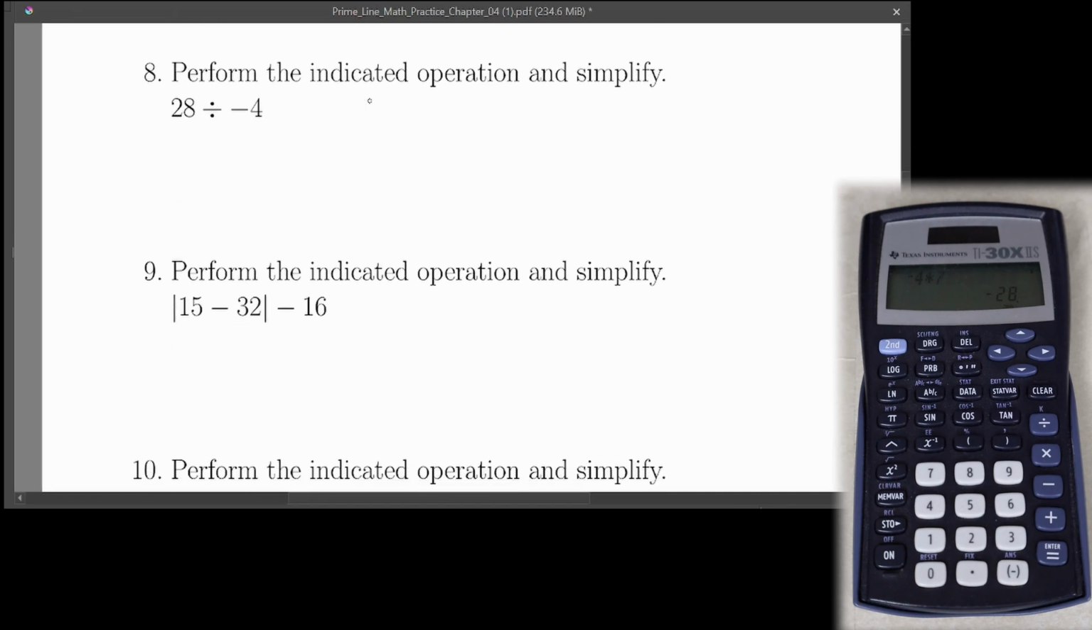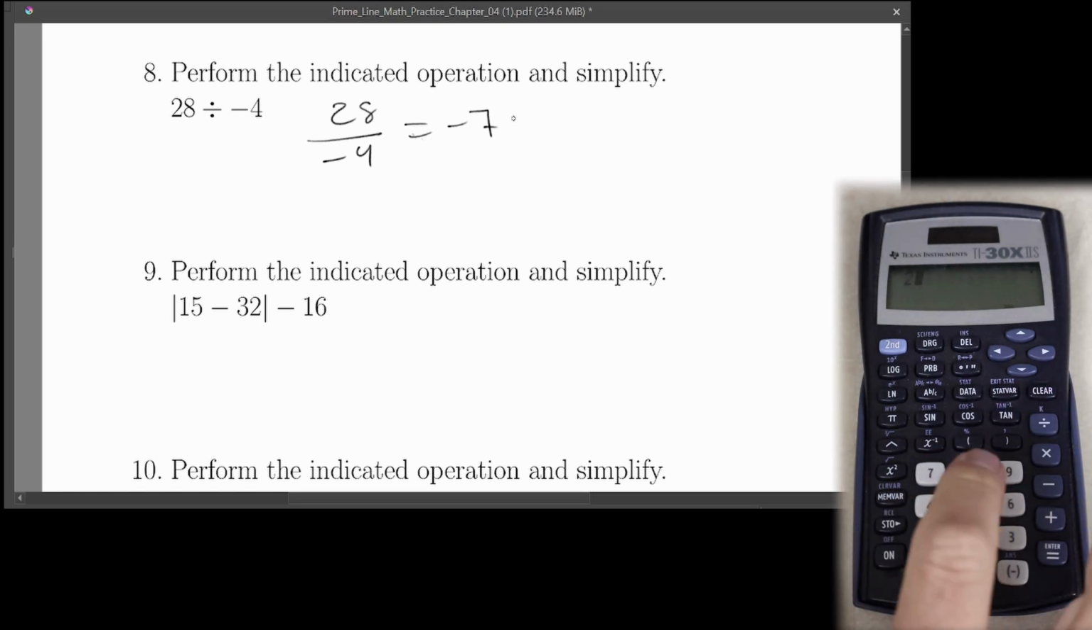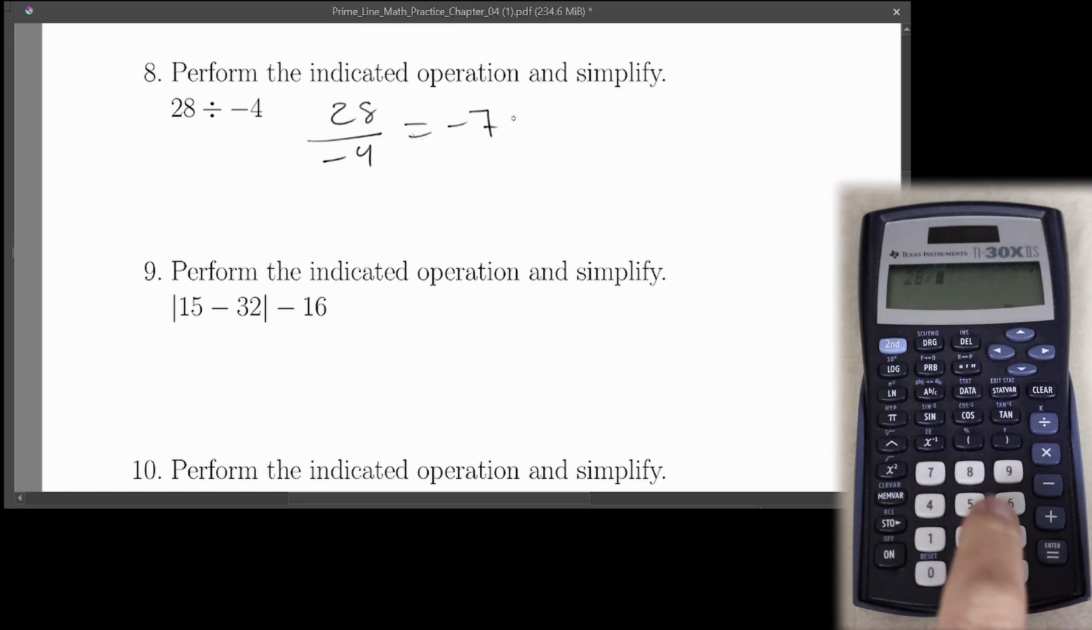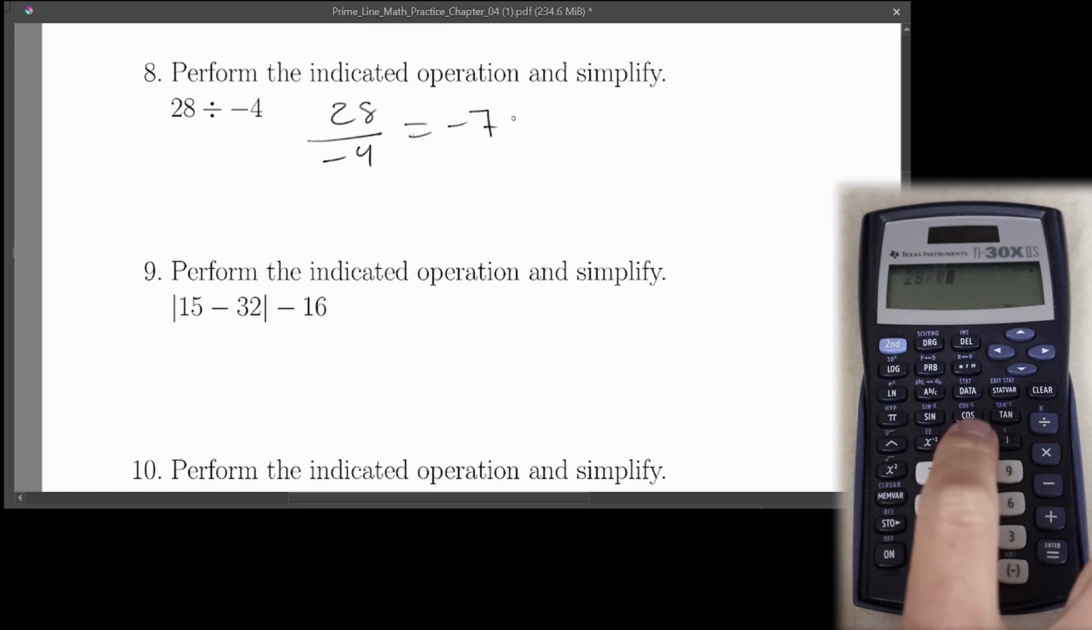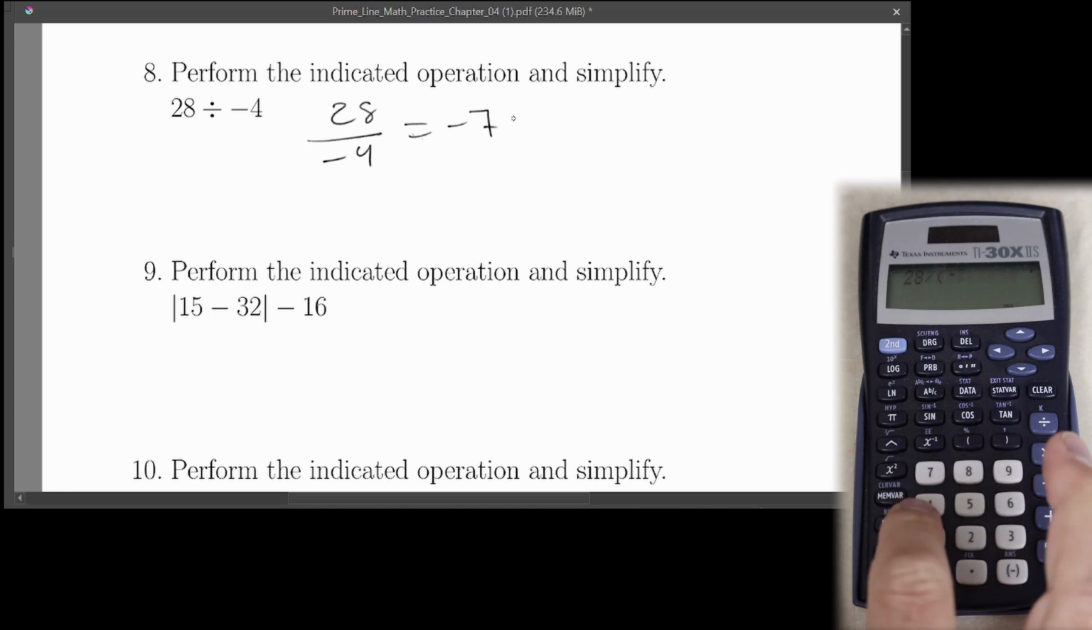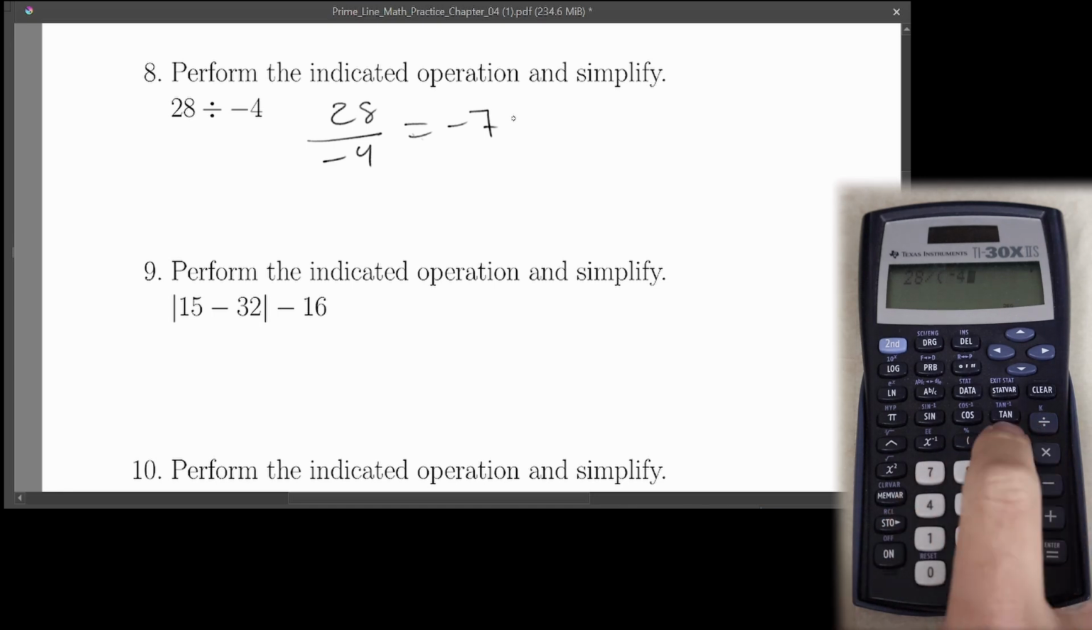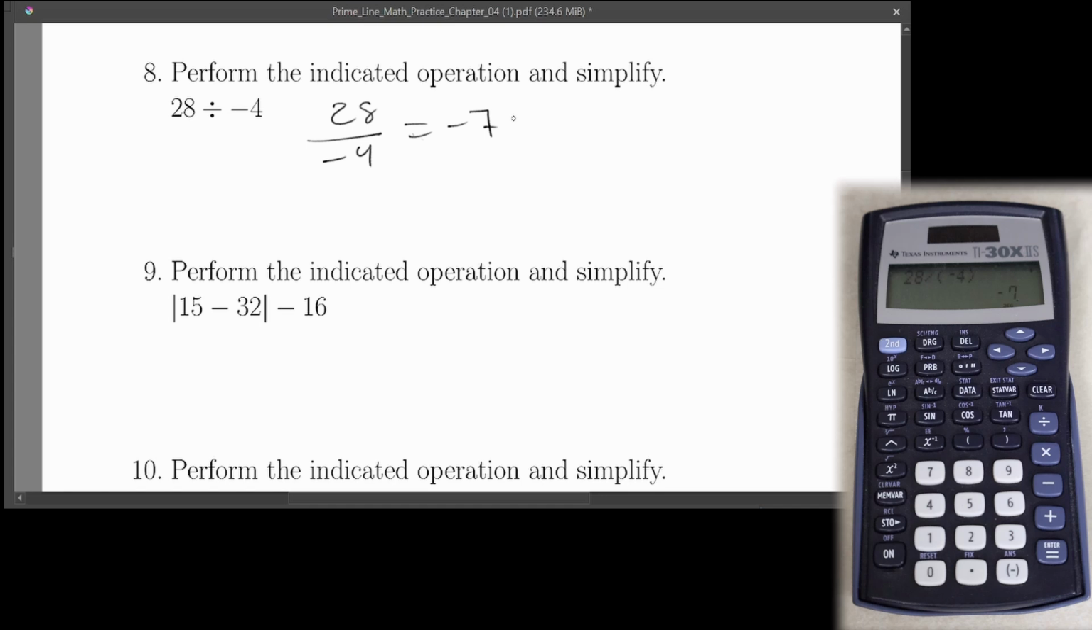For this value, 28 divided by negative 4, we could write it as 28 over negative 4. We're going to get ourselves a value of negative 7 with that. On a calculator, we could do 28 divided by, you're welcome to put the parentheses, negative 4, and you get negative 7. It also works without the parentheses.